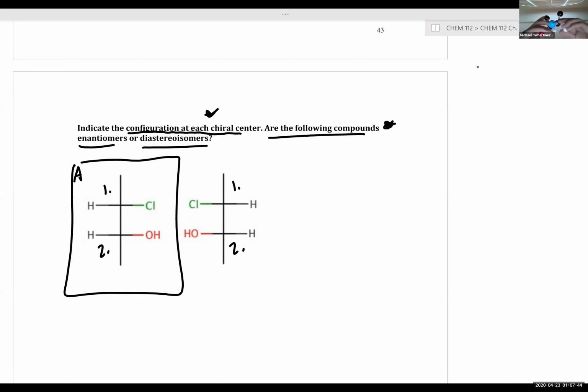I just want everyone to give me some quick feedback. So what are you currently seeing? Do you see this chlorine on the left or right hand side? The left hand side. Okay, perfect.